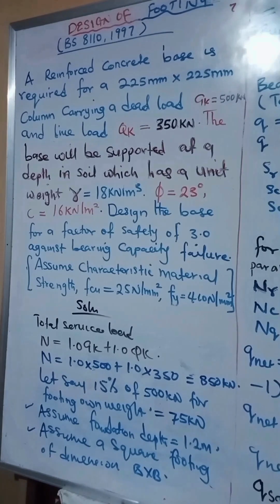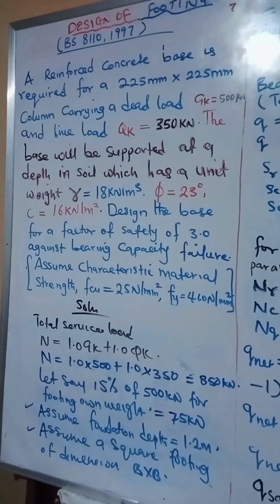Now, apart from the dead load and live load which was given, we also have that the base will be supported on a soil of depth, and the soil has a unit weight of 18 kilonewton per cubic meter. We have the internal angle of friction of the soil to be 23 degrees and the shear strength coefficient C to be 16 kilonewton per meter square. Now we intend to design this footing against a bearing capacity failure for a factor of safety of 3.0.